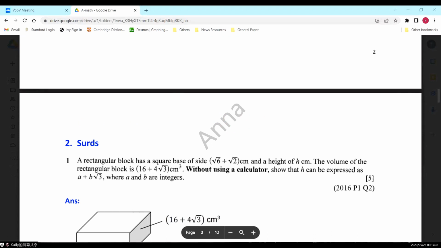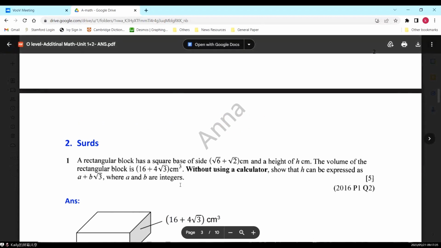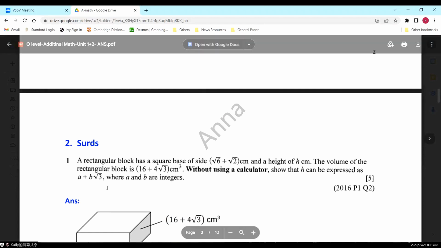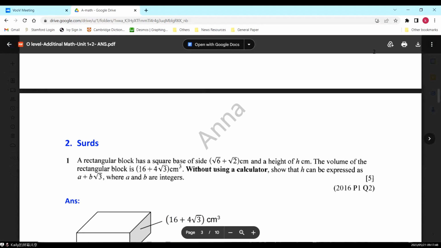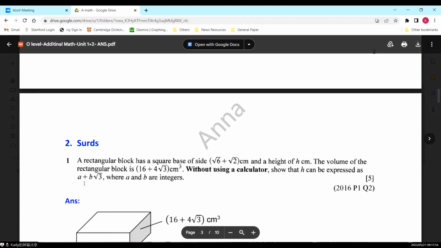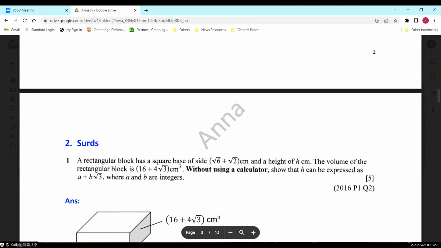Okay, anyway. So for question 1, it says that a rectangular block has a square base of side square root 6 plus square root 2 cm and a height of h cm. The volume of the rectangular block is 16 plus 4 square root 3 cm cubed. Without using a calculator, show that h can be expressed as a plus b square root 3 where a and b are integers. So as always, when you see the phrase without using a calculator, right?